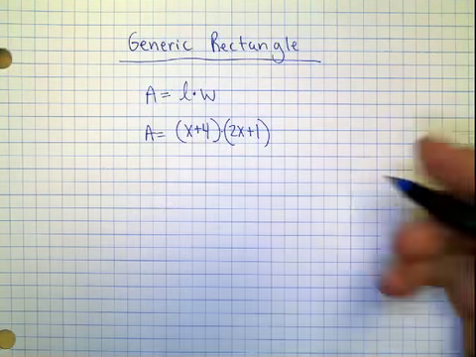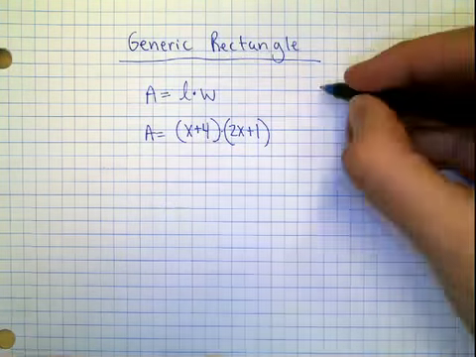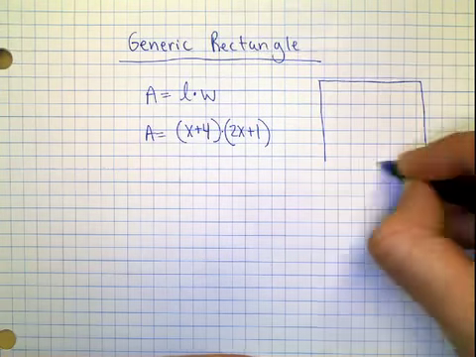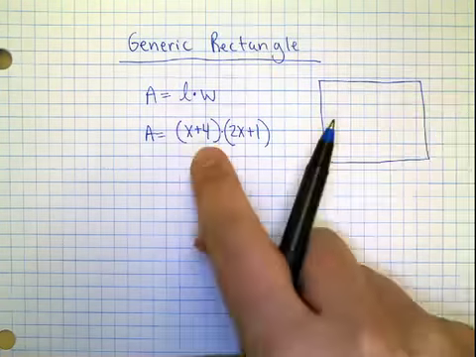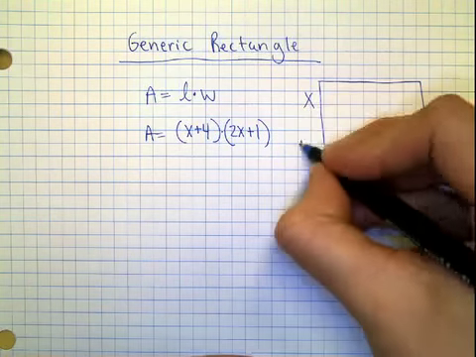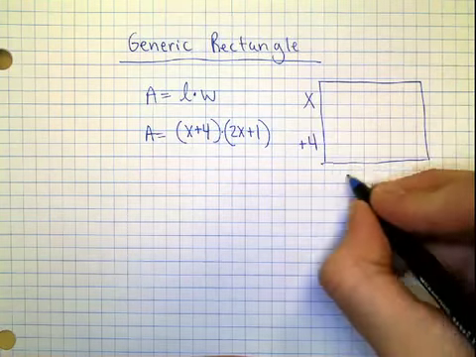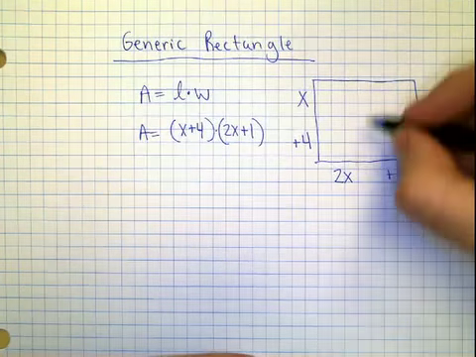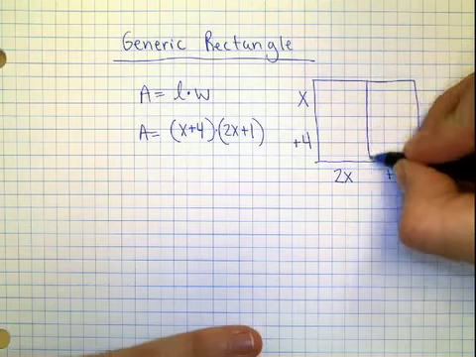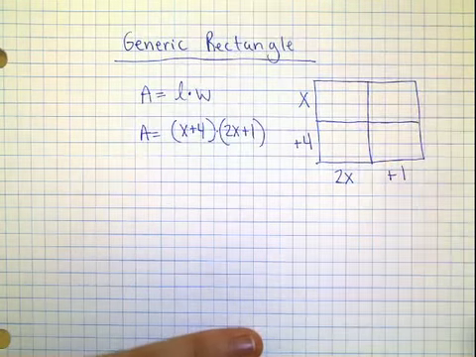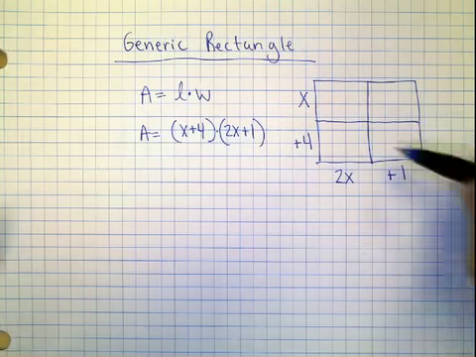So what I'm going to do to solve this is build a rectangle. Because it's my length and my width, I'm going to put x + 4 on the side, the x here and the + 4 here. And I'm going to put 2x + 1 on the bottom. And I'm actually going to split this rectangle up. I'm going to put a line down the middle to split up each part so it breaks into 4 sections.